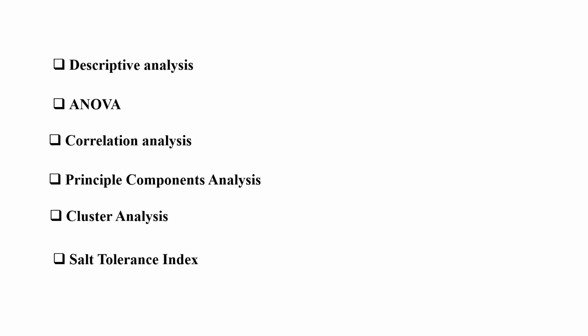And after that, if we have more than 5, 6, or 10 varieties in our experiment, we will go for cluster analysis, making the grouping and determining which genotype is making a group with the other one. From here we can determine which genotype is sensitive, which is moderate, and which is tolerant. And finally we can check the salt tolerance index. From the salt tolerance index we will get the more sensitive as well as the more tolerant genotypes under the salinity condition.